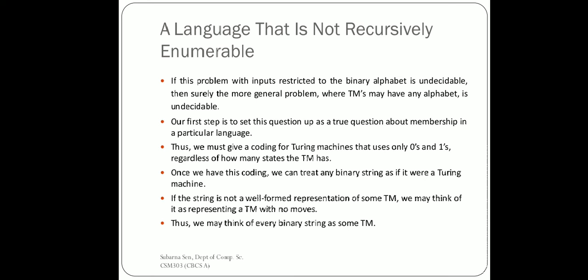And if this problem with inputs restricted to the binary alphabet is undecidable, then surely the more general problem where the Turing machine may have any alphabet is undecidable. Can you see the beauty here? If we can represent the total working principle in the form of just zeros and ones, that for this combination of Turing machine and input pair, the problem is undecidable.